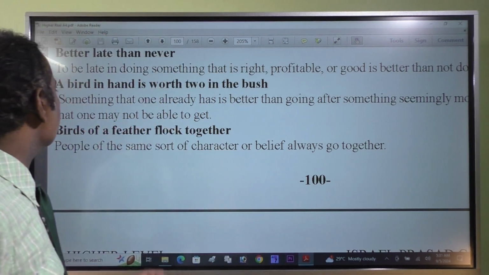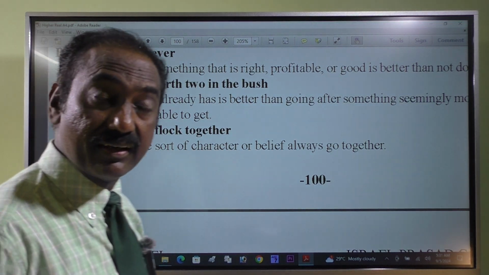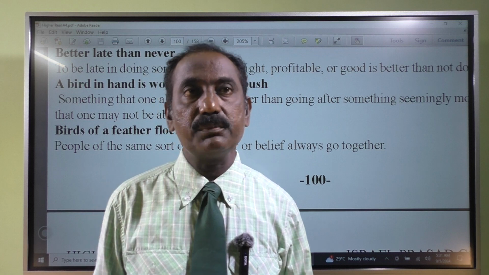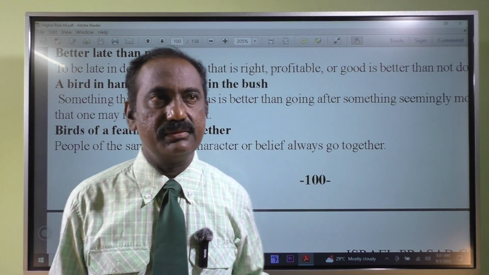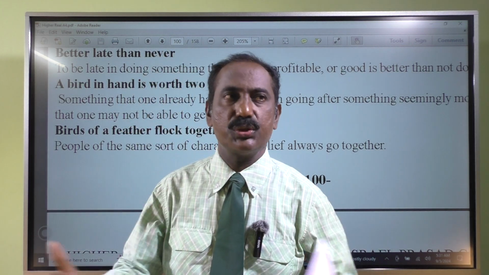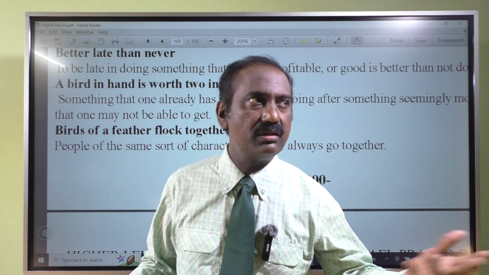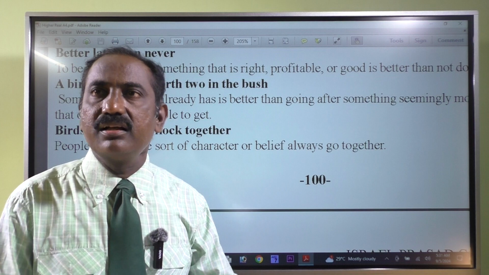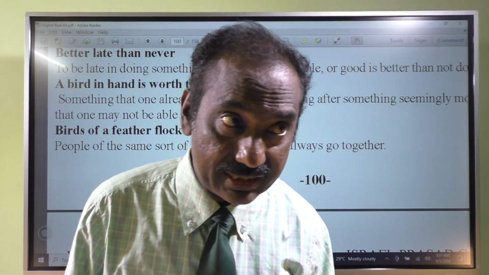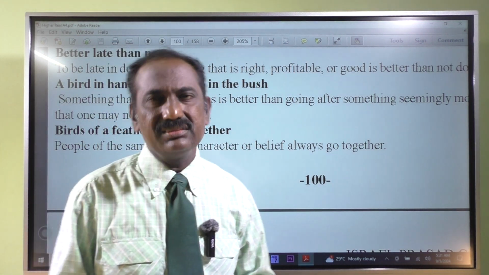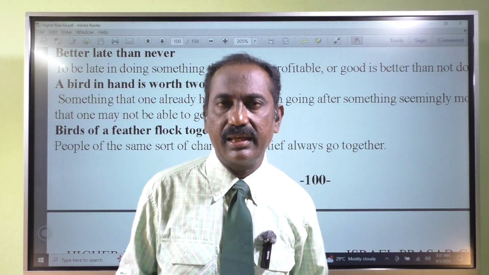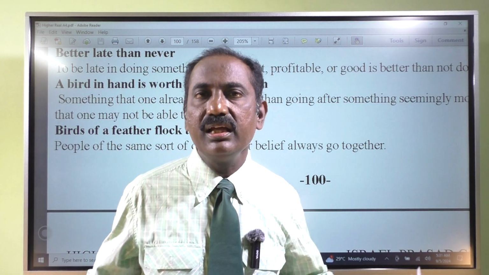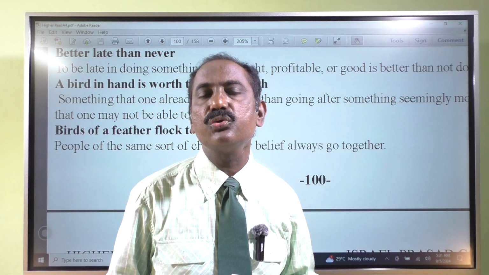In that way, birds of a feather flock together. That means same colored birds. That means the same habits. People with same habits come together usually. At bar shop, all drunken people usually gather. All glutton people usually gather at feast. In that way, same mindset people usually come together according to their mindset.